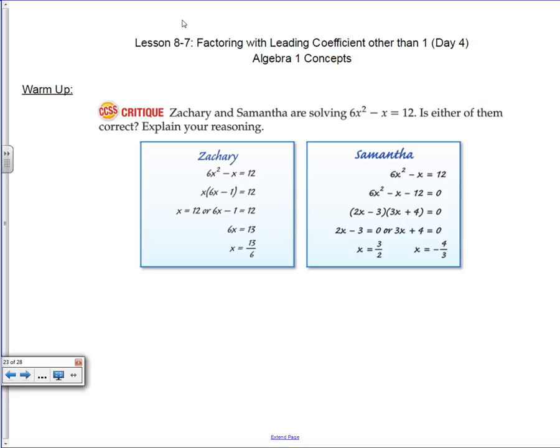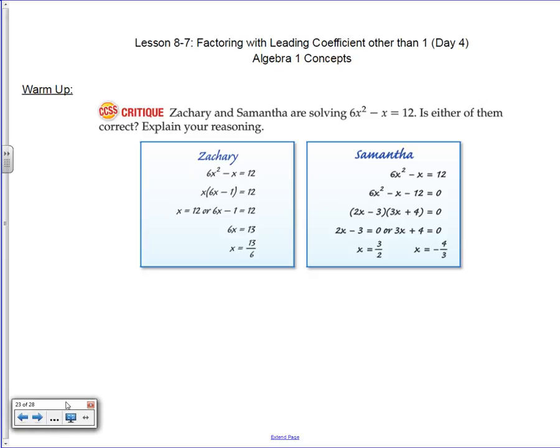Okay, so our warm-up today. Take a look at Zachary and Samantha. They are both trying to solve the same equation. I need to know who is correct and why. The first thing I want you to ask yourself is, looking at this equation, can I simply isolate the variable? And the answer should be no, because there's an x squared and an x, so therefore I cannot simply isolate. The next thing you should notice is that there's a squared here. So if there's a squared term, and I cannot isolate, I need to set this thing equal to 0. And that right there should give you your indication of who is correct.